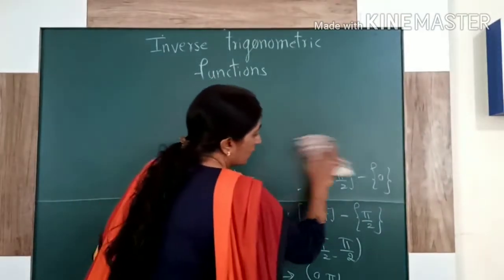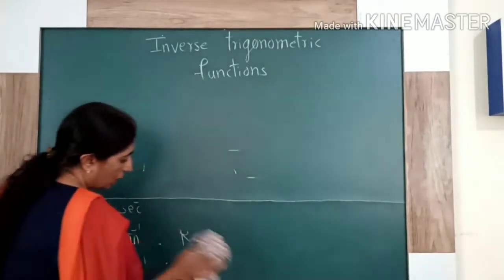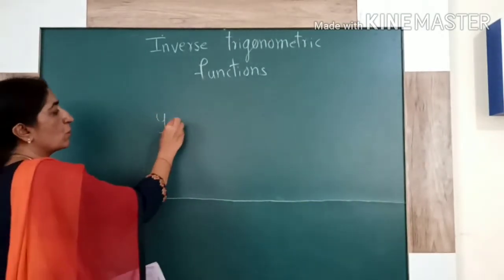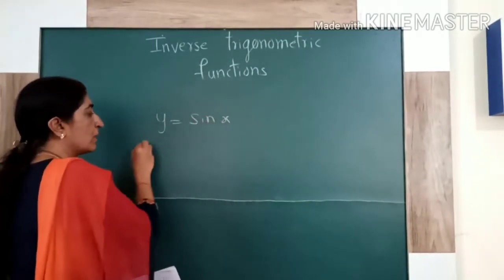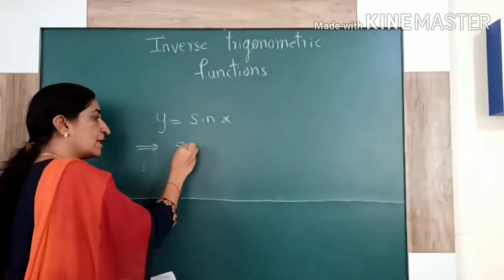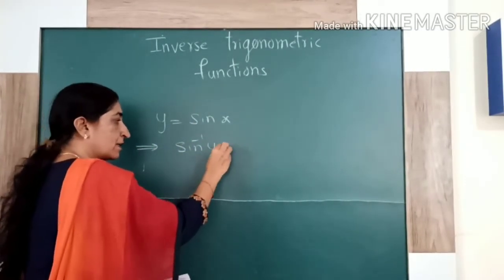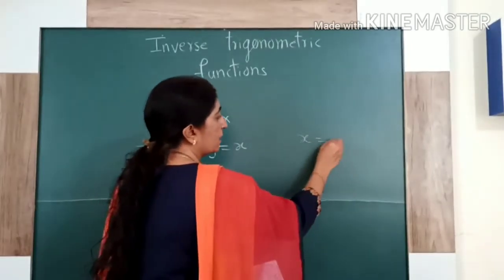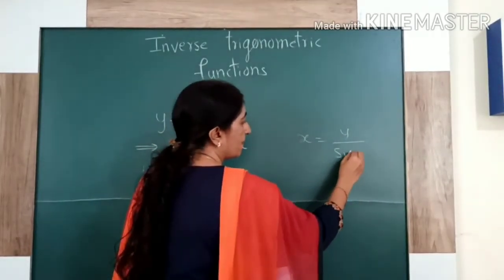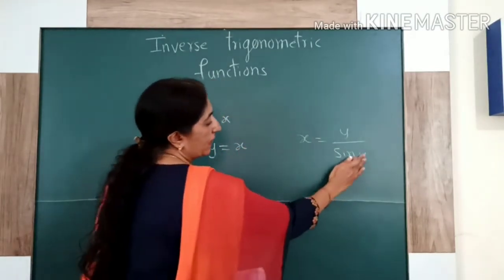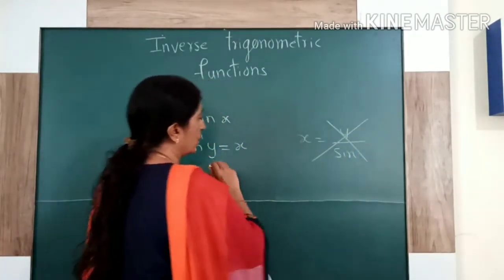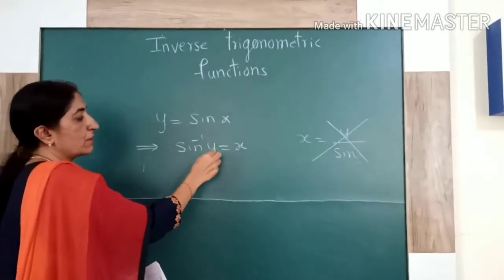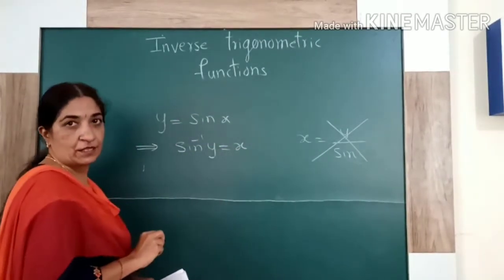The thing is, students always have confusion about how to represent the inverse. For example, if y is equal to sin x, the inverse should be written like this: sin inverse y is equal to x. Remember, it is not written like this. If you write like this, it is totally wrong. You cannot write sin in the denominator. It should be sin inverse y is equal to x.